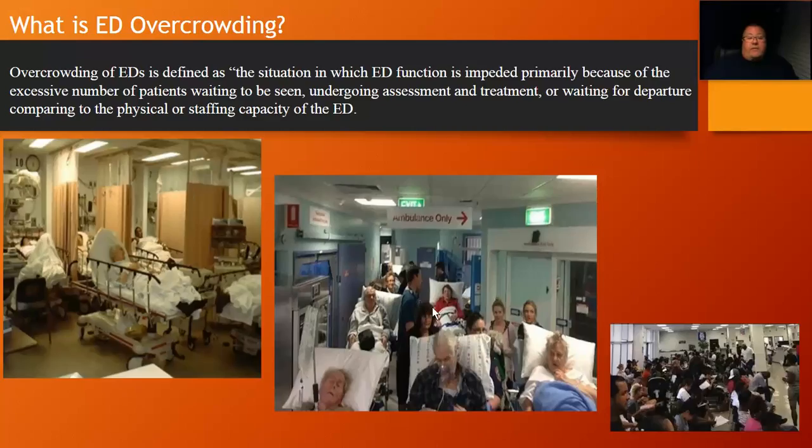What is ED overcrowding? It is defined as a situation in which the ED function is impeded primarily because of the excessive number of patients waiting to be seen, undergoing assessment and treatment, or waiting for a departure compared to the physical or staffing capacity of the ED.